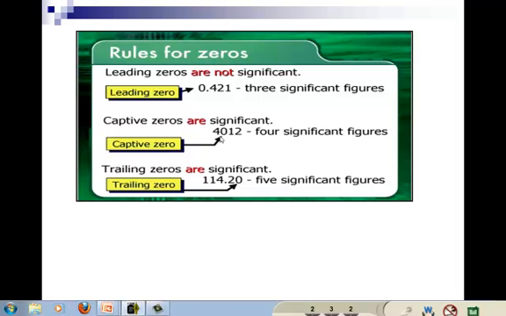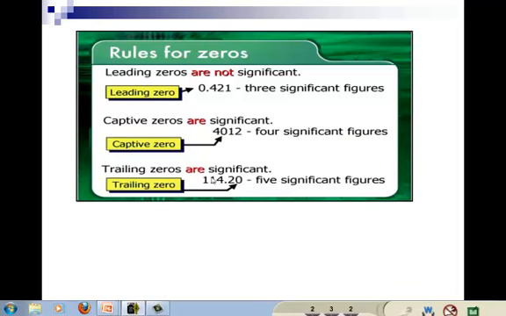Captive zeros are zeros that are between two non-zero digits. The 4 and the 1 are capturing that zero. That makes this zero significant. That's why there's 1, 2, 3, 4 sig figs in this number. If I had 101, there would be 3 sig figs in this number. Even if I had a number look like this, I would have 1, 2, 3, 4, 5, 6 sig figs. All of these zeros would be significant because they are captured between the 1 and the 3.